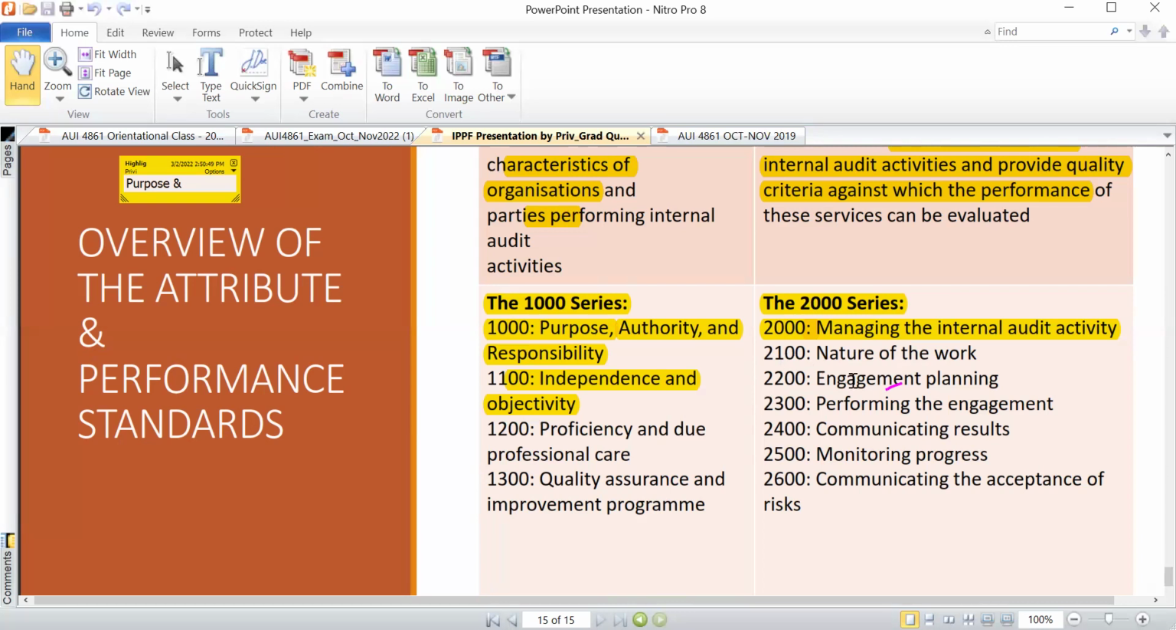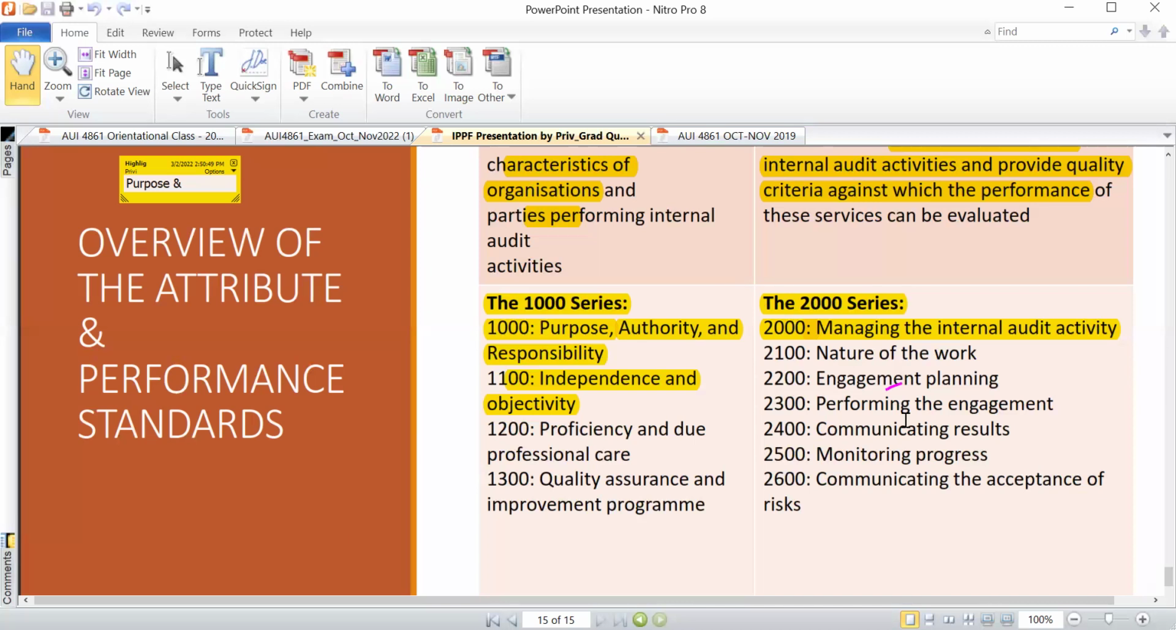Standard 2200 now begins to explain what I would call the internal audit process, right? Which is, of course, starting with engagement planning. So we see activities that take place within the engagement planning phase of an internal audit process, right? Then, of course, we see Standard 2300 describing our specific functionalities or responsibilities with respect to performing or carrying out the internal audit engagement, right?